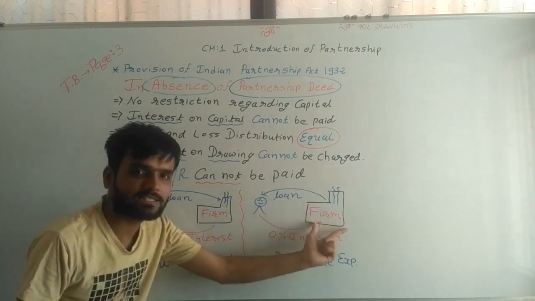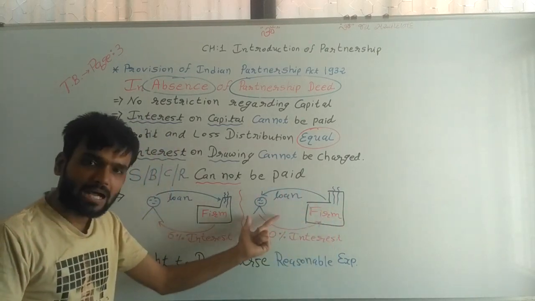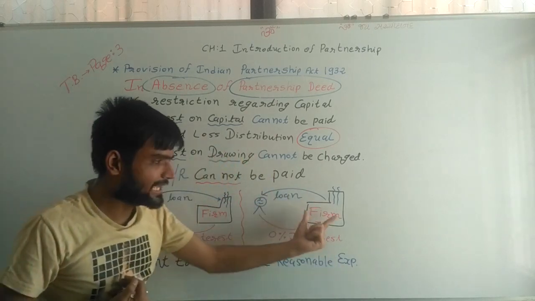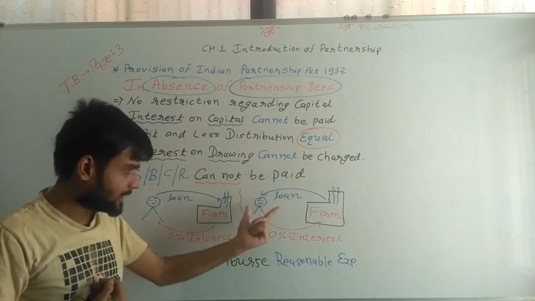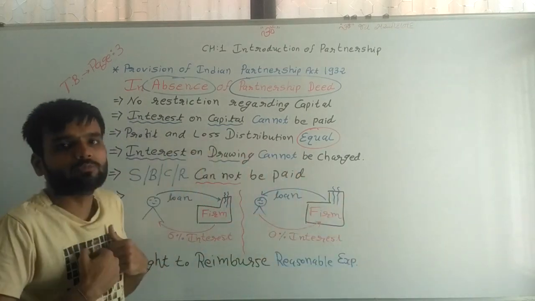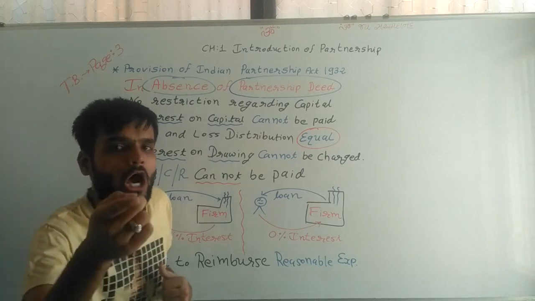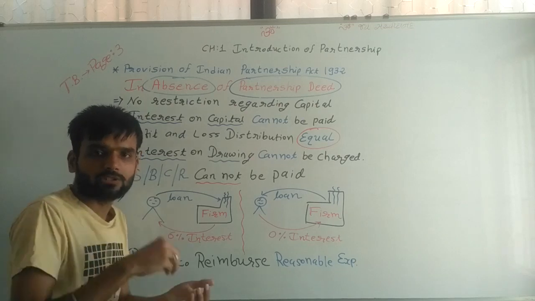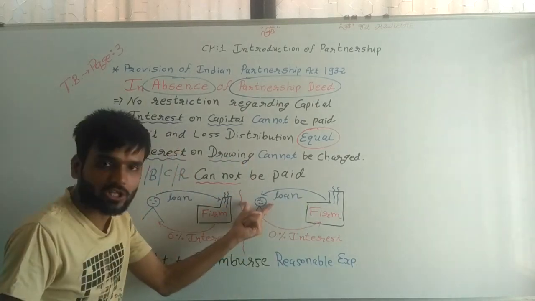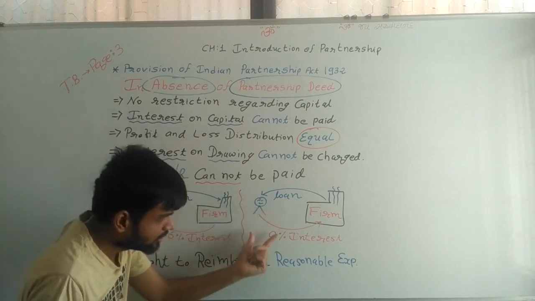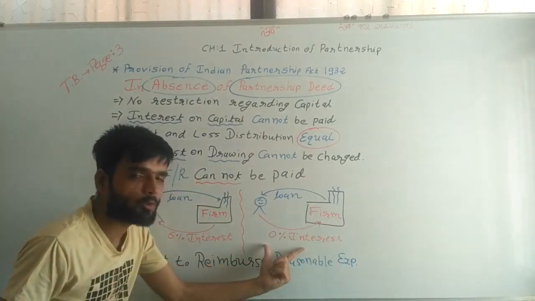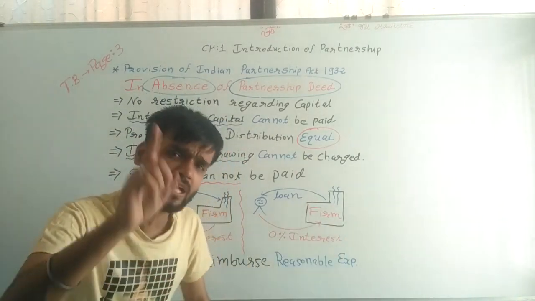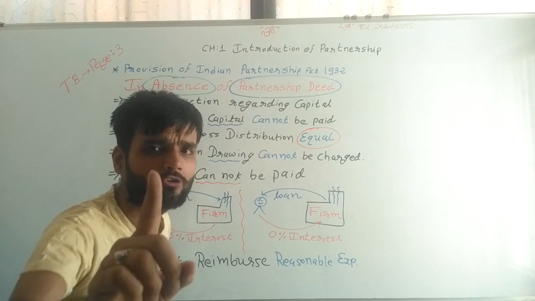Suppose the firm has given a loan and the partner has taken a loan from the firm. So how many percentage interest is paid to the firm by the partner? By the partner to the firm, 0% interest is paid. It means interest is not paid by the partner when the partner takes a loan from the firm.